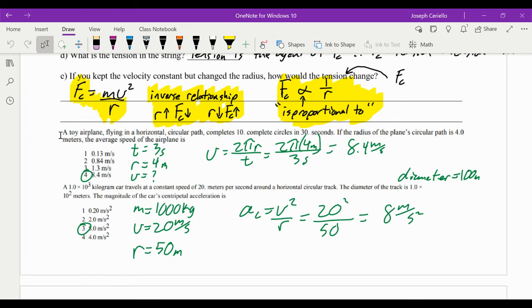So you can multiply the circumference by 10 and put 30 seconds in the denominator. You'll get the same answer. Try it out. It's a good practice.